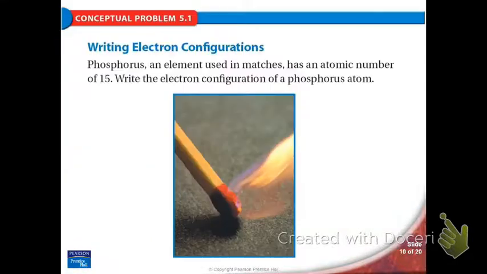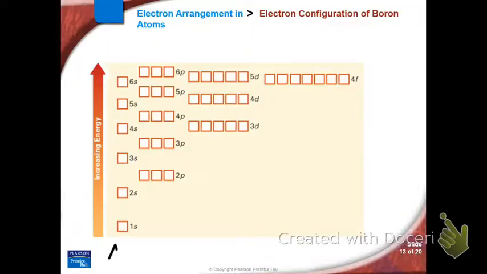Alright, so I think we're ready to try one. Let's write the electron configuration for phosphorus. Okay, so here we go. Phosphorus, we have to know its atomic number, so we know how many electrons it has. It has 15. So first, we're going to fill up our S box. 1, 2.